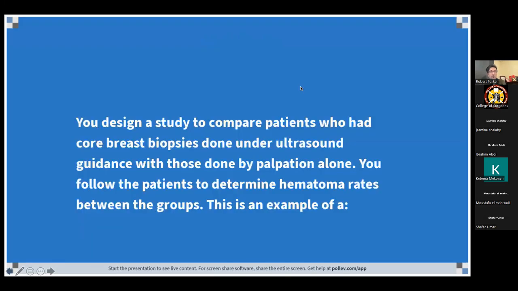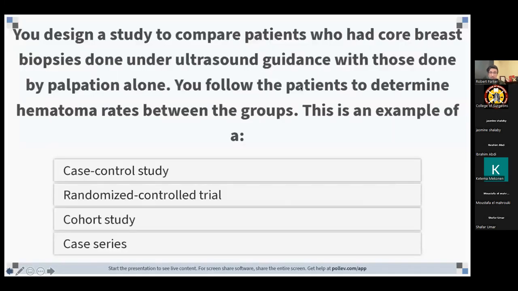So next up, you design a study to compare patients who had core breast biopsies done under ultrasound guidance with those done by palpation alone. So then you follow the patient to determine hematoma rates between the groups. So this is an example of a case control study, a randomized controlled trial, a cohort study, or a case series.